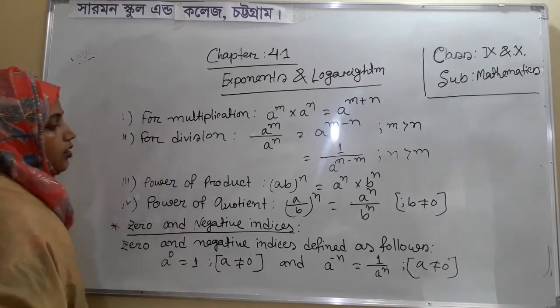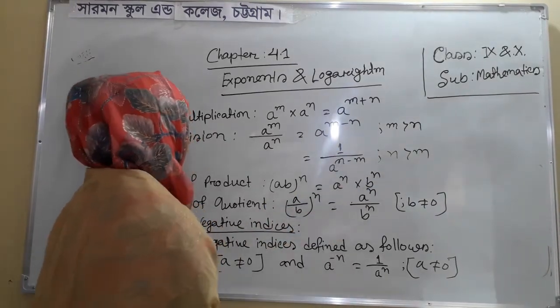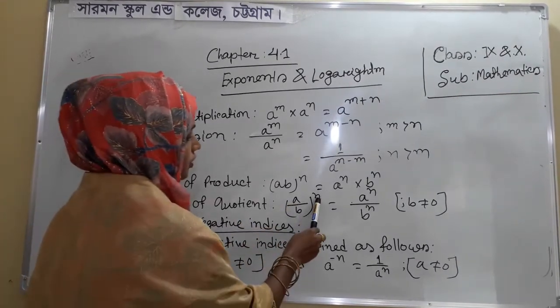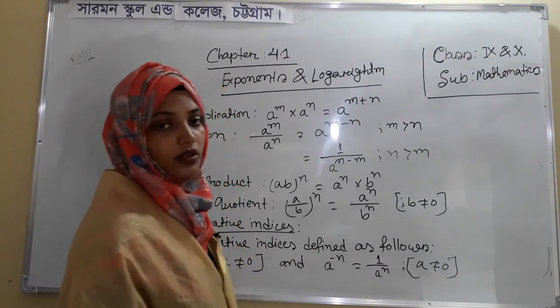Power of product: ab whole to the power n equals a to the power n into b to the power n. Power of quotient: a divided by b whole to the power n equals a to the power n divided by b to the power n, when b is not equal to 0.